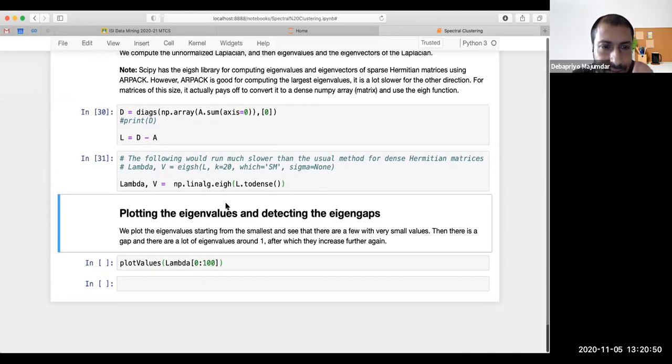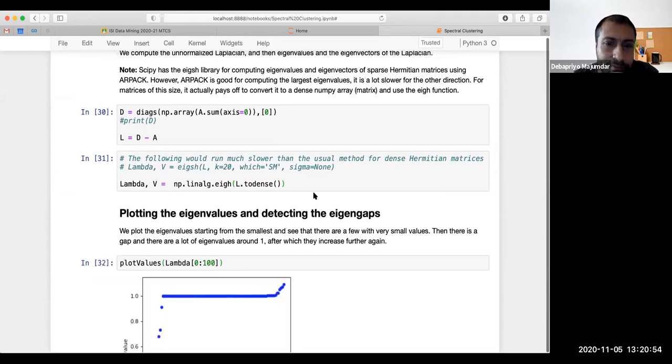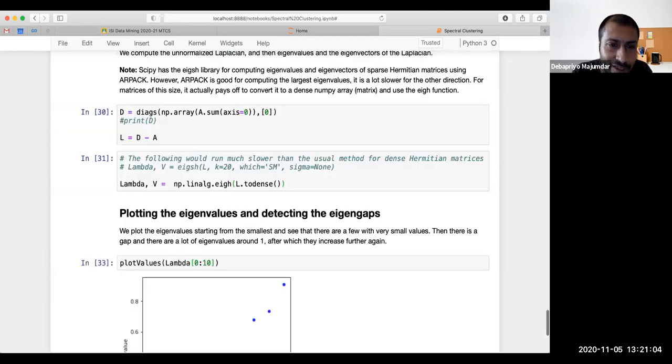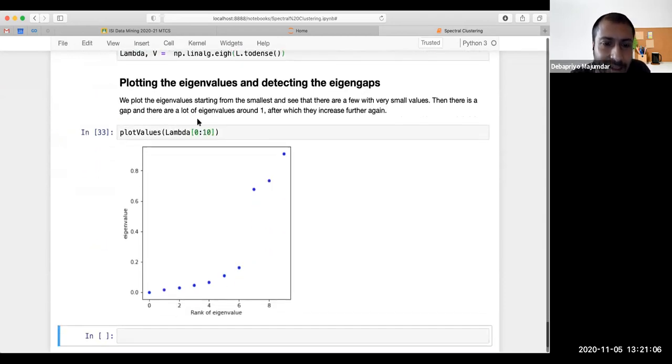Our main goal is this thing, right? So what if we plot? So let's plot. So this is a real graph, and when we plot, what we see is something like this. Okay, now let's zoom in a bit, right? So this is not enough. Let's zoom in a bit. So let's plot the first 10.